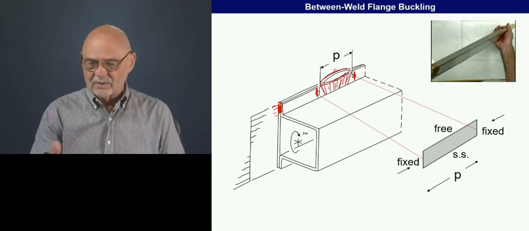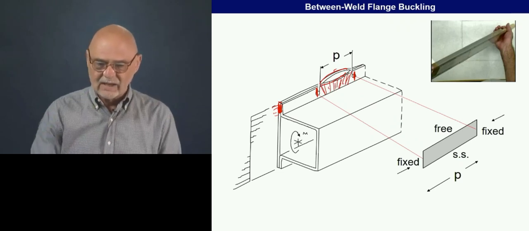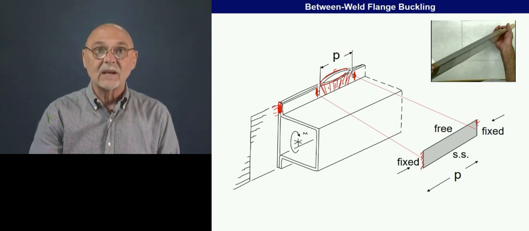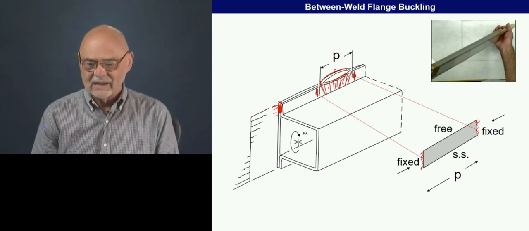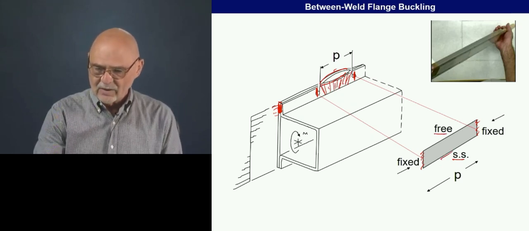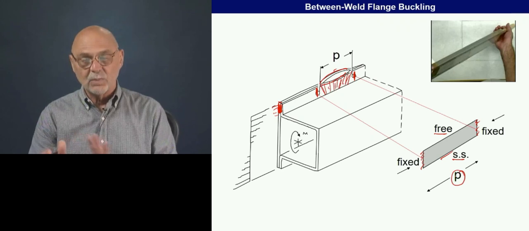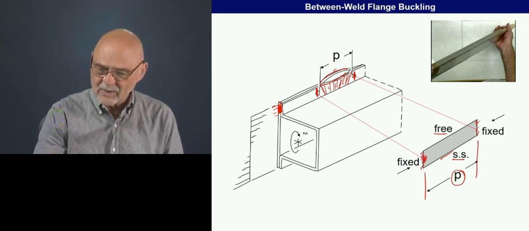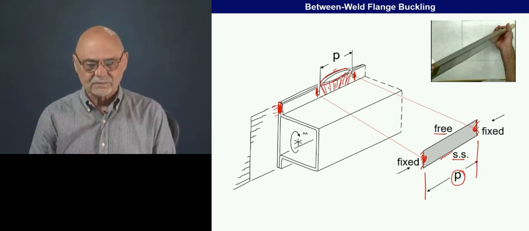Okay? And the boundary conditions look like this. So we actually have a fixed condition. I said that's always hard to come by, but in this case we can achieve it, simply supported on the bottom and free here. And here the length of the little plate is the spot weld pitch. So here we have half a spot weld and the other half.